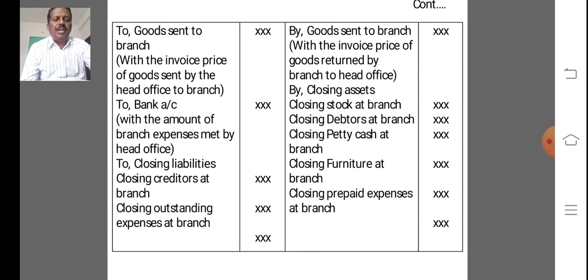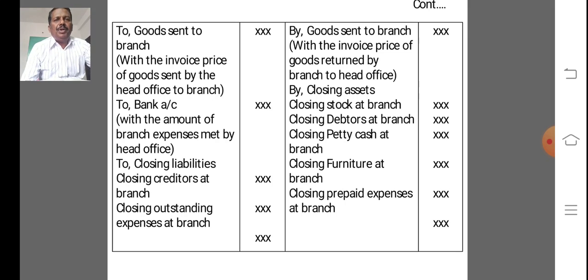Come to the debit side, to goods sent to the branch with the invoice, with the value of the goods, with the invoice price of the goods sent by the head office to branch. And again, goods sent to branch account with load included in the goods returned by the branch.